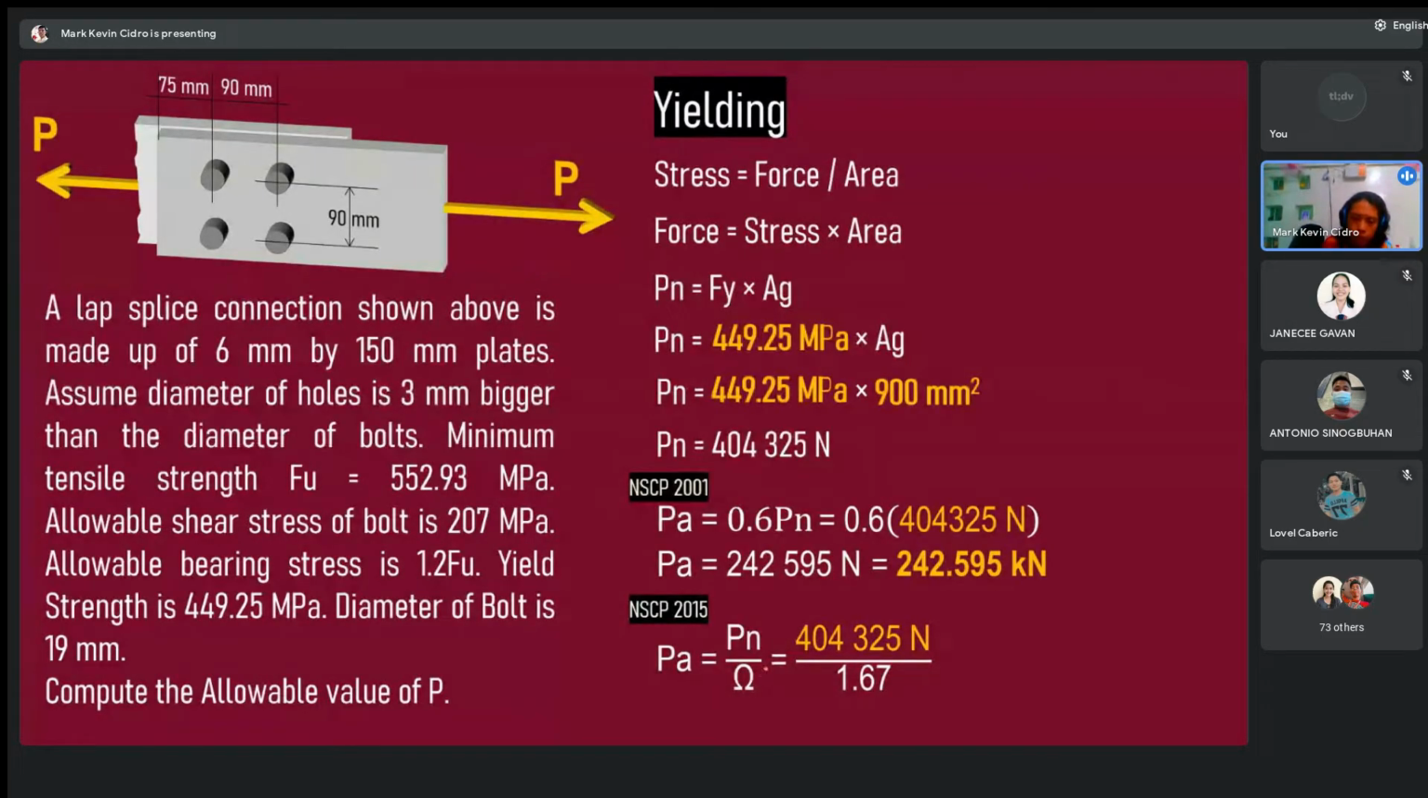For 2015, makikita natin, this is 404,325 Newton over 1.67. Take note, this one right here is the factor of safety. Factor of safety is denoted by omega. Try niyo ang 1 over 1.67. What's the value of 1 over 1.67?